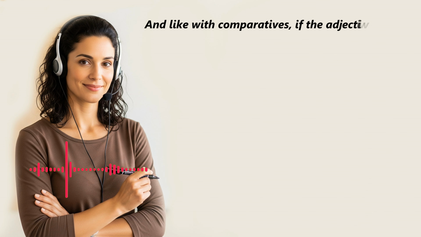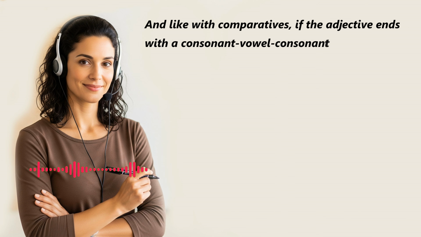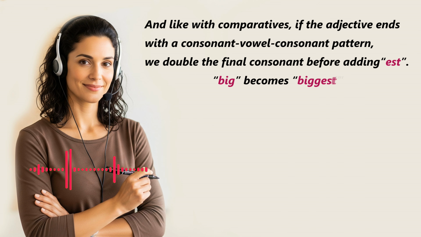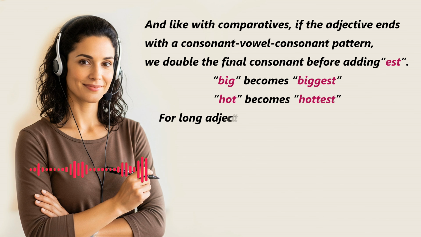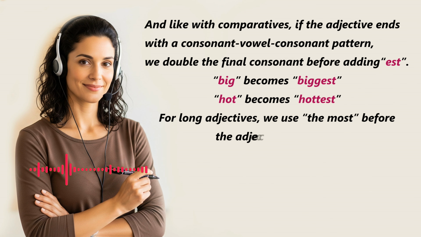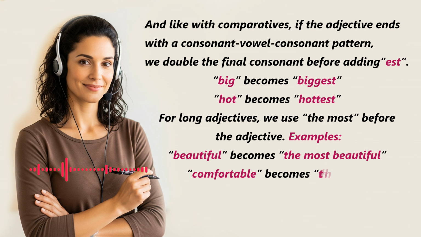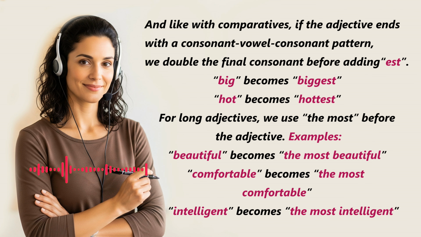And like with comparatives, if the adjective ends with a consonant-vowel-consonant pattern, we double the final consonant before adding "est". Big becomes biggest. Hot becomes hottest. For long adjectives, we use "the most" before the adjective. Examples: beautiful becomes the most beautiful. Comfortable becomes the most comfortable. Intelligent becomes the most intelligent.